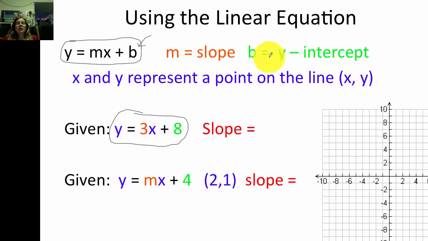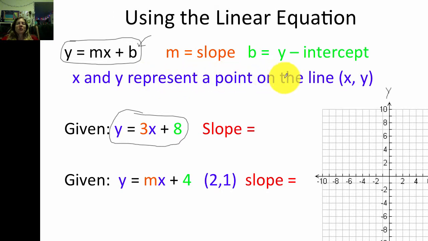And then the b, the y-intercept, you know what that means, of course, and I go over that in a video, it's the point on the line that crosses the y-axis. So if you have a point on the line, the line will go through that point on the y-axis. It doesn't mean it's this line. It's a line that you're building from the equation. Okay, we'll look at examples of that.